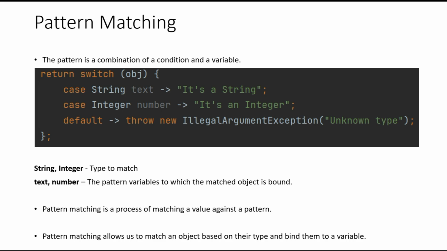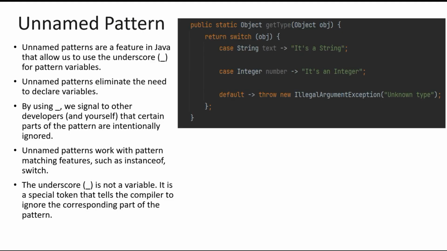Pattern matching allows us to match an object based on its type and bind it to a variable. Now let us understand the concept of unnamed patterns.